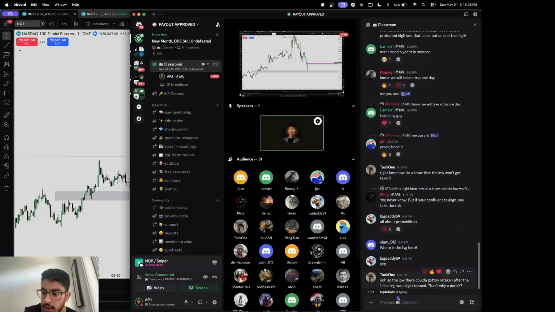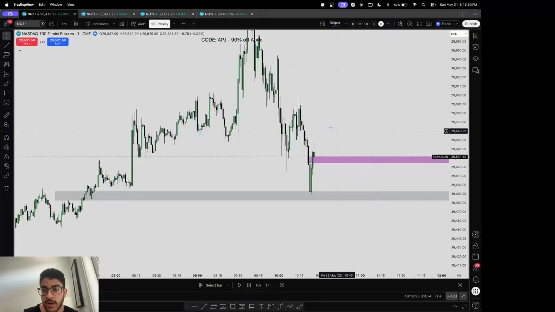The low could have got retaken. Well, yeah, and this 1 minute FVG that was opposing hadn't been tapped yet. So that's a bearish imbalance that we haven't revisited. We don't know how the market's going to react to that. That's where I de-risk. Okay, that's enough time on this setup.